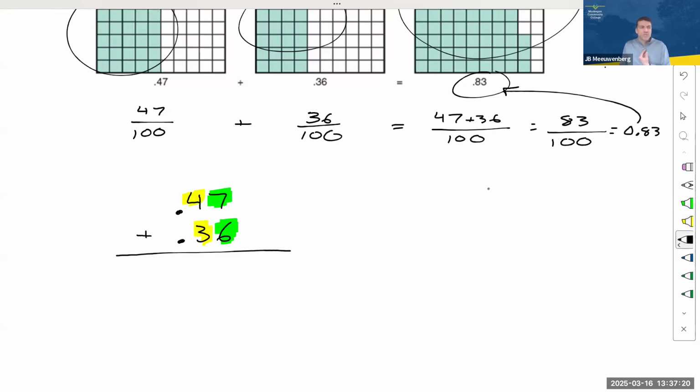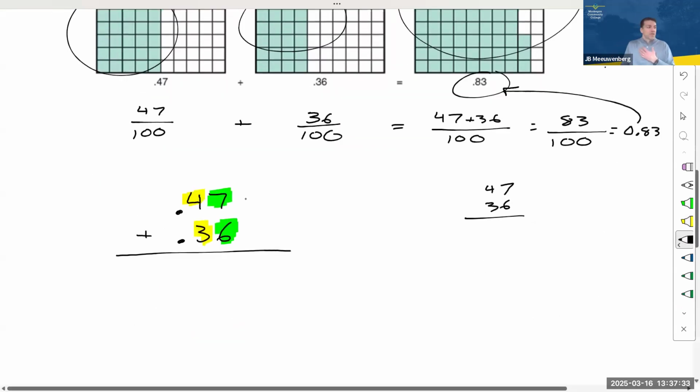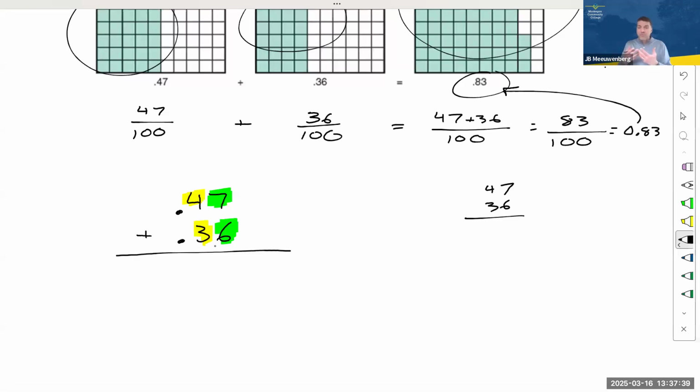Just as if these were whole numbers, 47 plus 36, we would line up the ones place, line up the tens place. And it, again, has to do with the visual that goes along with this, right? So we add two hundredths together, the 7 and the 6. Add those numbers that are in that hundredth column, and we get 13. 7 plus 6 is 13. And so we have 3 here, and we carry that 1.